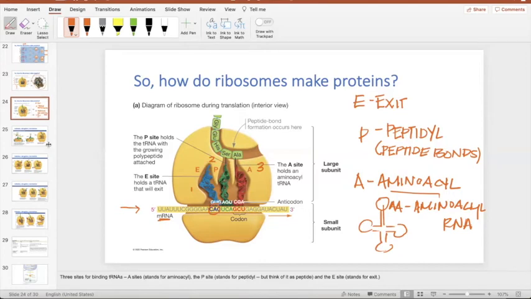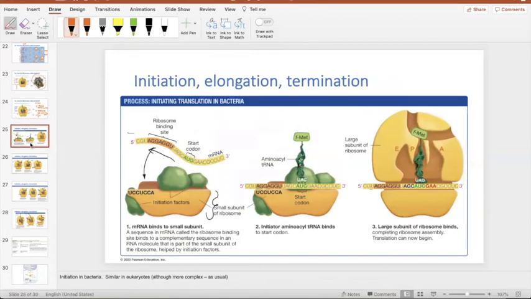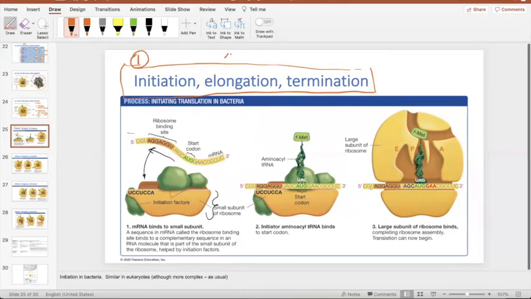Let's look at how this process of translation occurs, okay? So the first thing we're going to do is we're going to divide translation into 3 different stages, the same way we did transcription. And notice these stages have the same names. We're going to get the party started with initiation. We're then going to spend some time elongating the protein molecule or the peptide chain that we're forming. And then we're going to finish the party with termination.